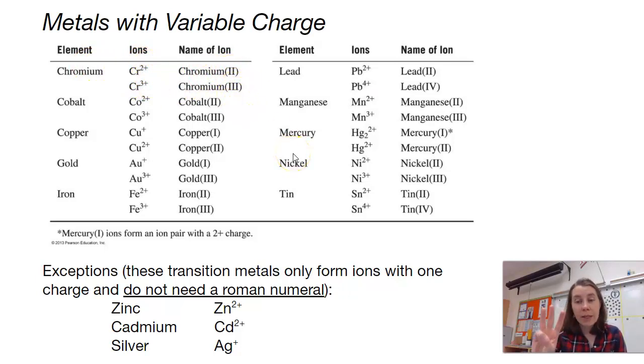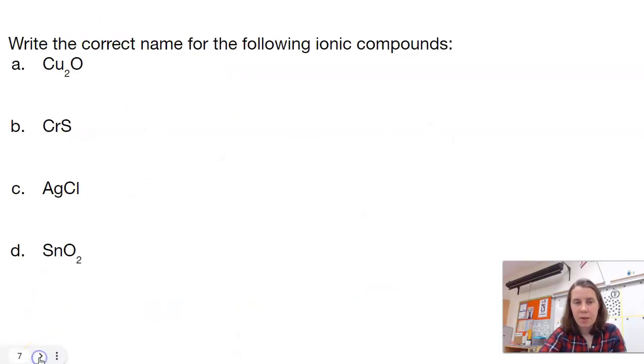Okay? There are 3 exceptions to this, all right? So we already know group 1A and 2A aren't, we don't use Roman numerals for those, but there are also 3 other metals. So we have zinc and cadmium are always +2, and silver is always +1. So those 3 elements don't get Roman numerals when we name them.